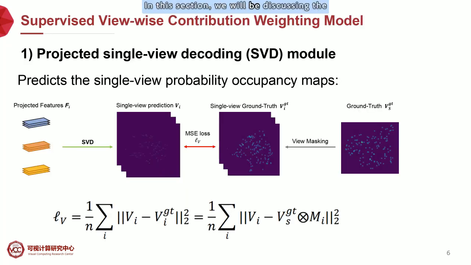In this section, we will be discussing the important modules that we will be using. The first module we'll start with is the SVD module. As mentioned in the pipeline, we will be using the SVD module to predict the occupancy maps using the projected feature maps as inputs. We have already obtained the scene GT and single view GT by following the view masking process. At the same time, the SVD module has also predicted the single view occupancy probability maps. To train the model for single view prediction, we have used the mean square error function as the loss function for supervised learning. The formula for the mean square error function is as follows.